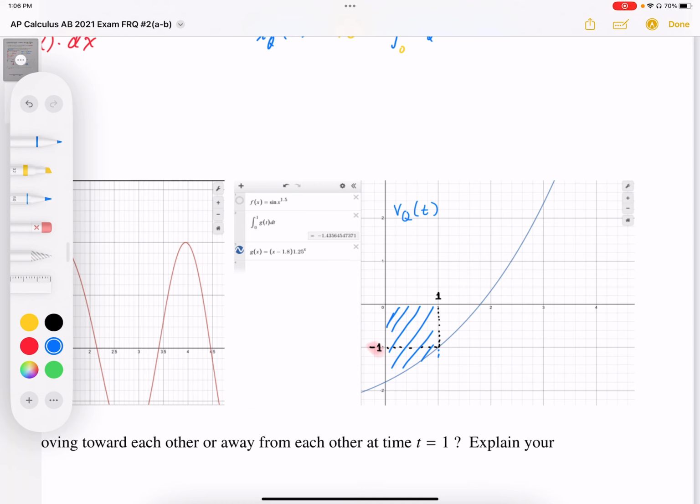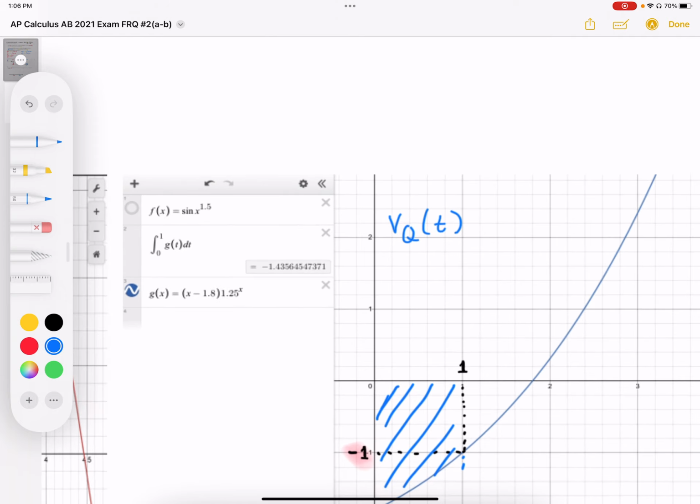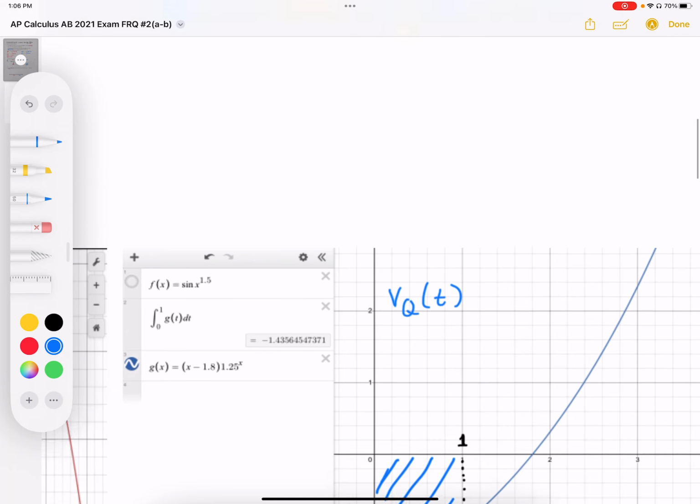Okay, so I'm going to, again, go to my graphing calculator. I'm going to graph this. I'm going to use the integral function to integrate and find that area. And that area works out to be negative 1.4356, so I'm going to round that to 1.436.